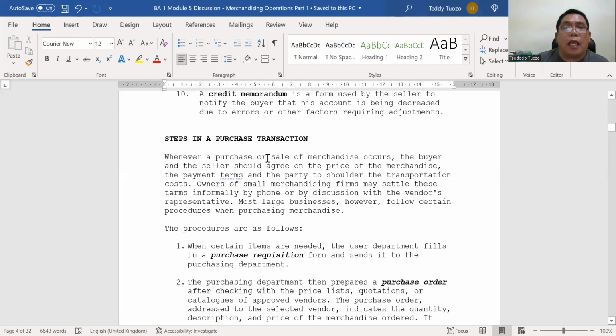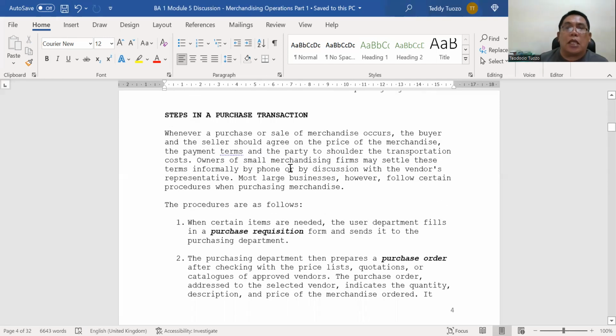And then let's take up now the purchase transactions. Let's step in the purchase transaction. So when a purchase or sale of merchandise occurs, the buyer and the seller should agree on the price of the merchandise, the payment terms, and the party to shoulder the transportation cost. Owners of small merchandising firms may settle these terms informally by phone or by discussion with the vendor's representative.